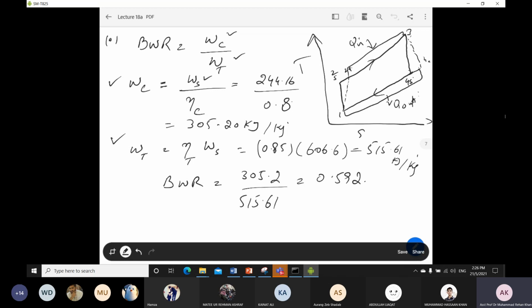So this is how we have to deal with the back work ratio for the actual cycle. You have to note it down, then we move towards the next part.